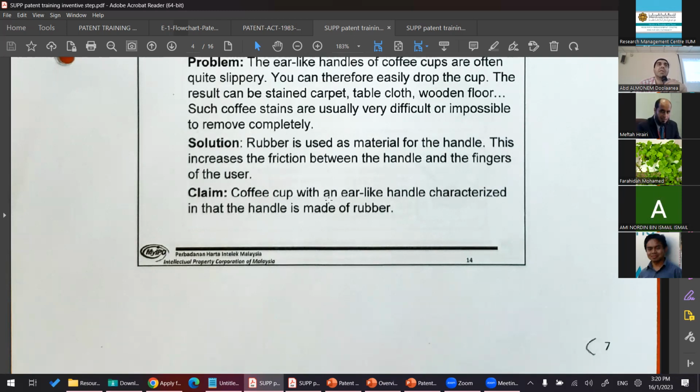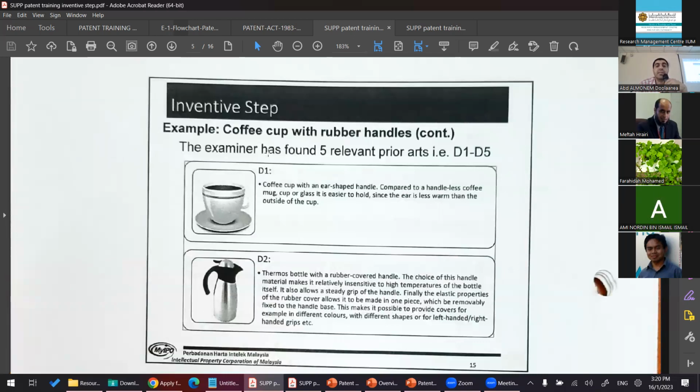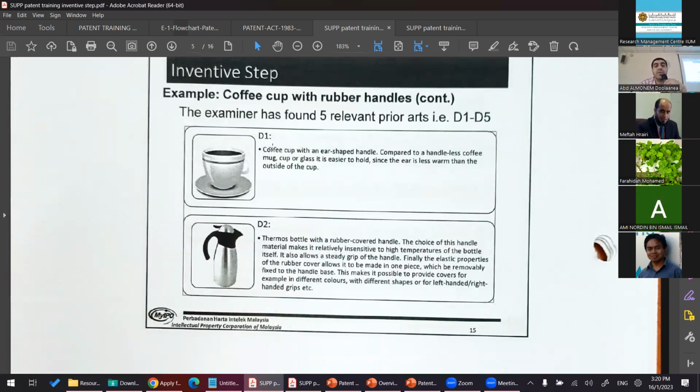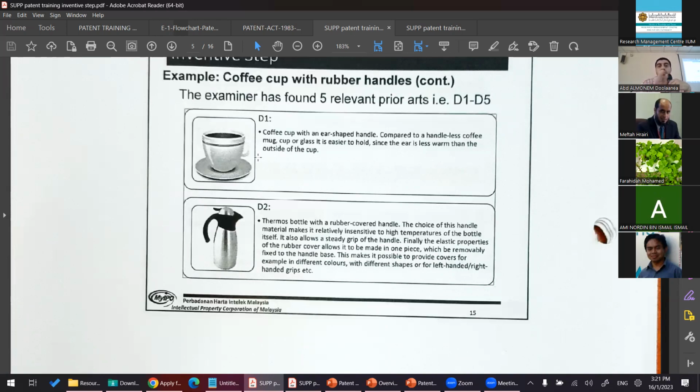Let's see if this claim has inventive step or not. Okay, the examiner found 5 relevant prior arts. The first document: coffee cup with an air-shaped handle compared to a handleless coffee cup. So it's easier to hold since the air is less warm than outside the cup. So this is a prior art. A cup with this air. This cup doesn't have air. So they invented this invention with air. The solution is to protect from the heat. So this is one prior art. You can see it's not similar to ours because it doesn't have rubber. So ours is novel compared to this one, no problem.